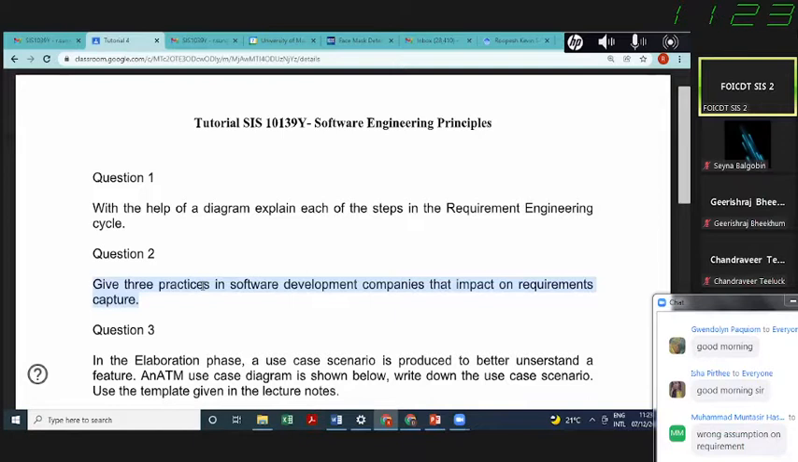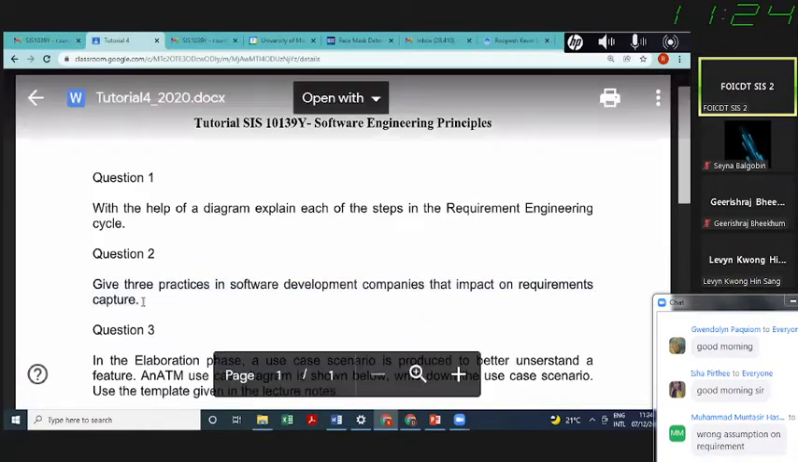Any other answer you want to give for question number 2? Let me hear from you. Any other answer? There might be disagreements between parties. There might be disagreements. Okay, yes. There might be disagreements, and this can impact on the requirements capture process.